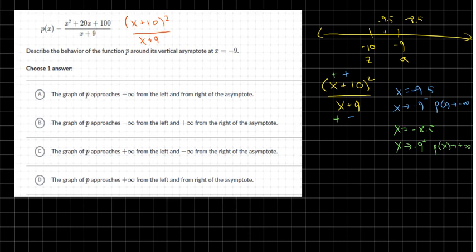So I need to have a negative infinity from the negative side, from the left, and positive infinity from the right. All right, I hope that's clear. Good luck with this problem.